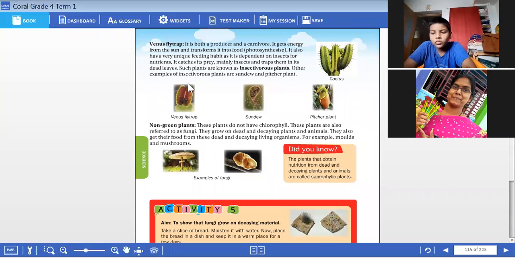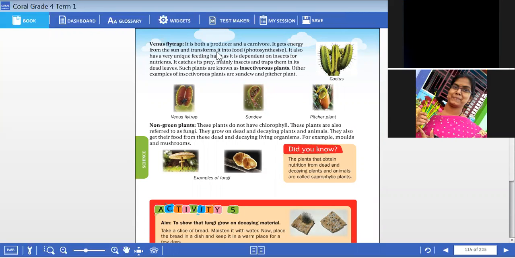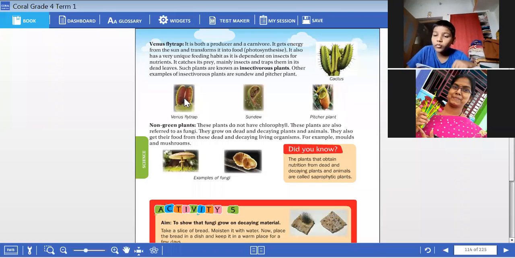Coming to the Venus flytrap. Here is a plant, the Venus flytrap. It is both a producer and a carnivore. It produces the food, but it is a carnivore. Carnivorous means it eats insects. Have you ever seen a plant eating insects, children? Insects will eat plants, animals will eat plants. Does a plant eat insects? Does it have a mouth, children? This is a small question for you. Does a plant have a mouth, children?